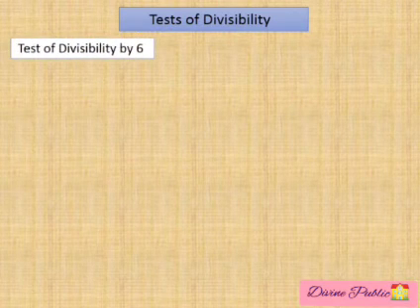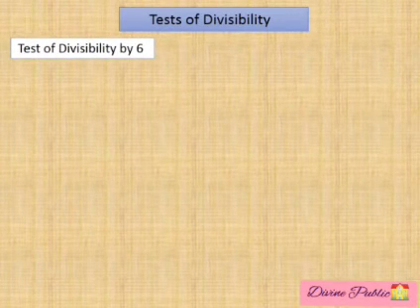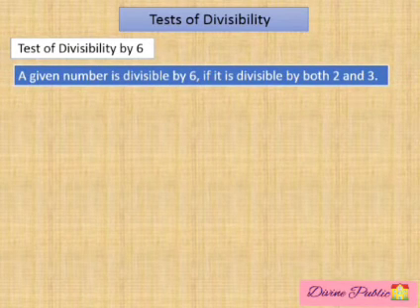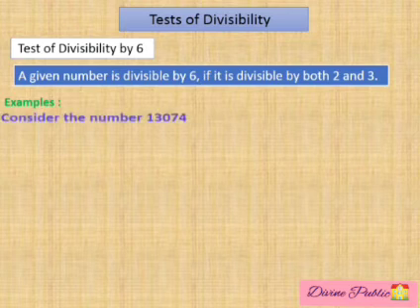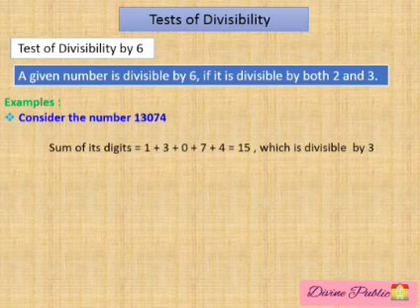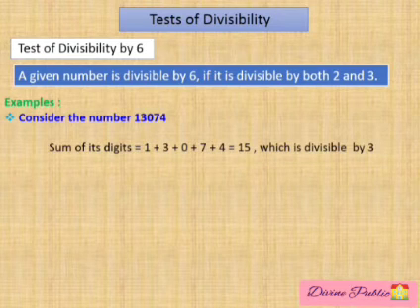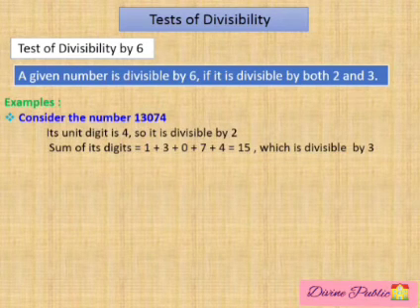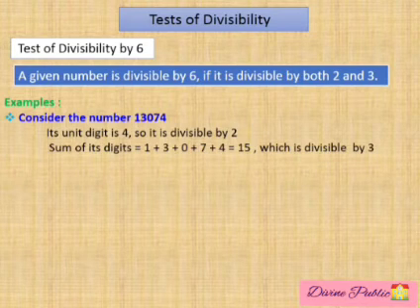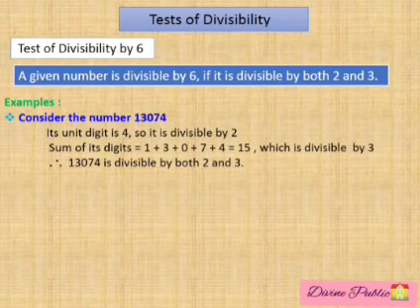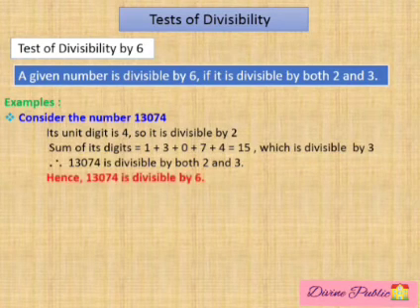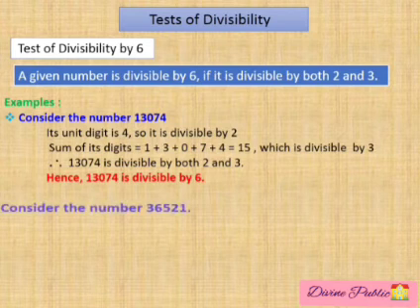Test of divisibility by 6. A given number is divisible by 6 if it is divisible by both 2 and 3. For example, consider the number 13,074. Sum of its digits is 15, which is divisible by 3, and its unit digit is 4, so it is also divisible by 2. Therefore, 13,074 is divisible by both 2 and 3. Hence, 13,074 is divisible by 6 also.